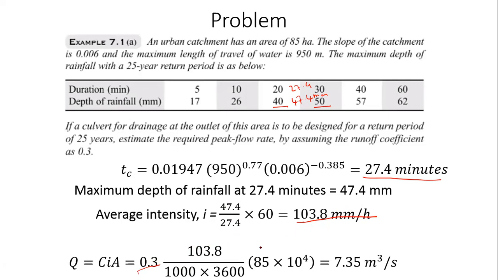So you convert it to meters per second, right? That's what I've done over here. I've converted it to meters per second. So divide by 1000, convert it to meters, divide by 3600, convert it from millimeters per hour to meters per second. And then I multiplied it by the area of the watershed. The area of the watershed is 85 hectares. And if you remember, a hectare is 10 power 4 meter square. So I put that in and I've obtained the peak flow rate at 7.35 cubic meters per second.